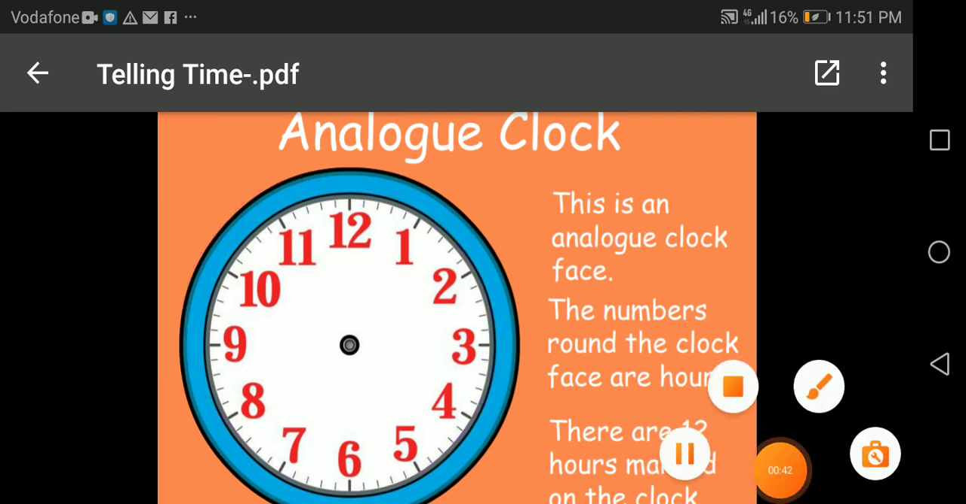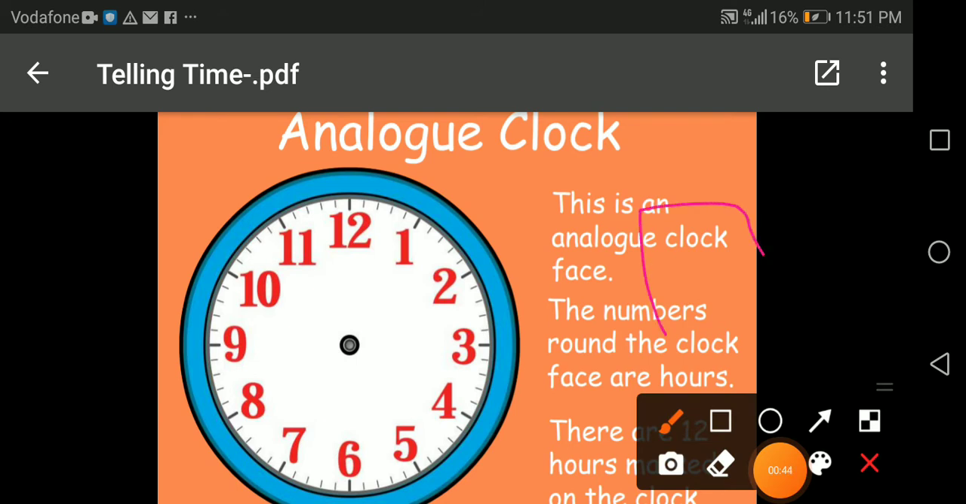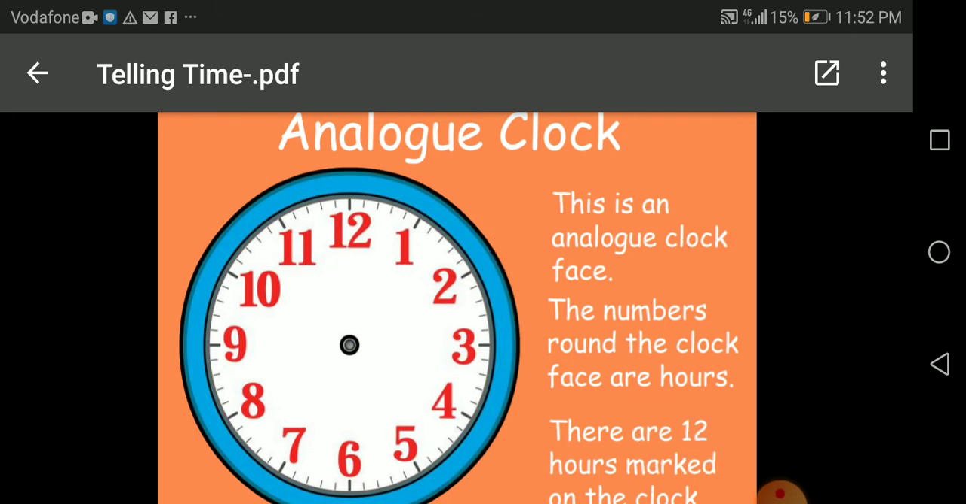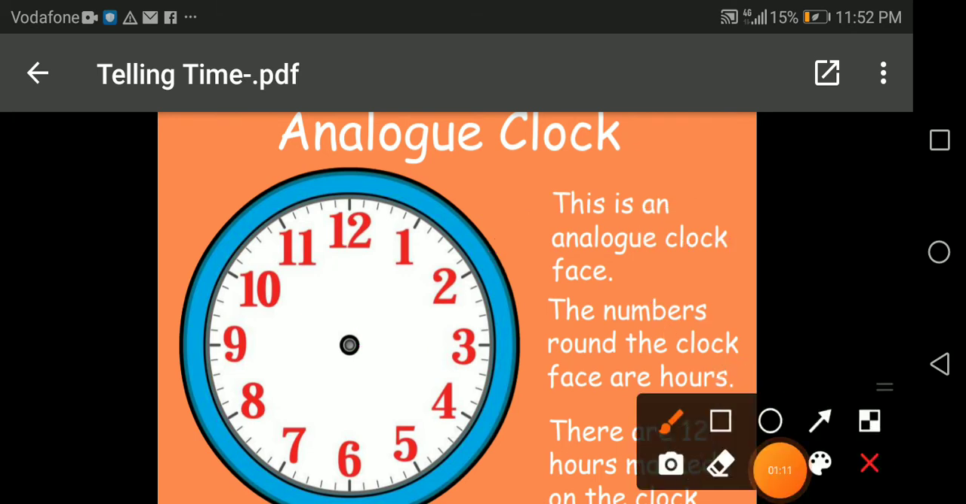We have another kind of clock called digital. A digital clock comes in just numbers, without the short hand and long hand. So this is the digital clock. We can see it here as this one. You can see it in your alarm beside your bed. Okay, so let's talk today about the analog clock.